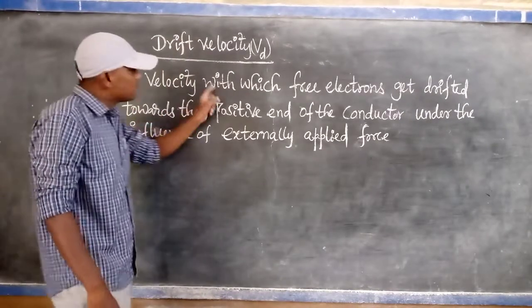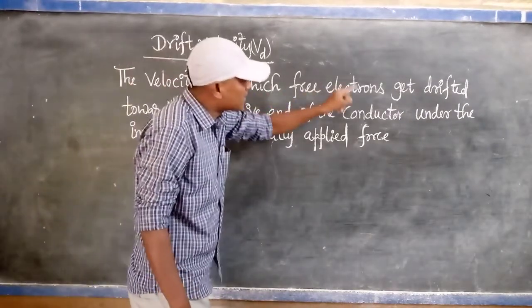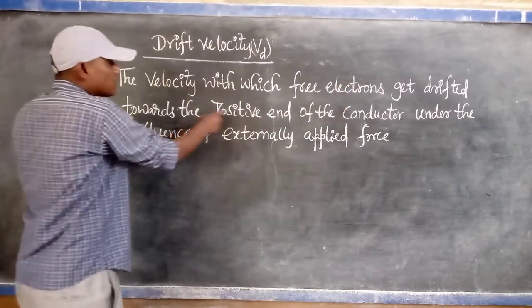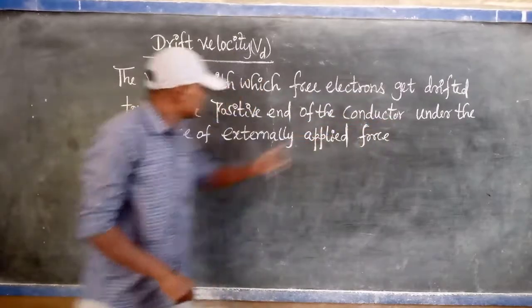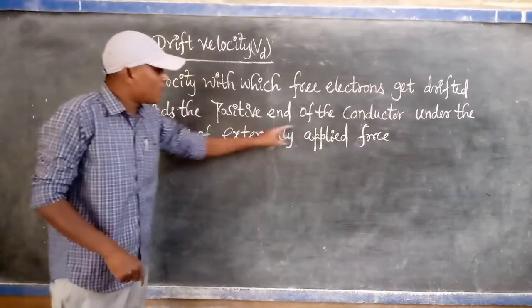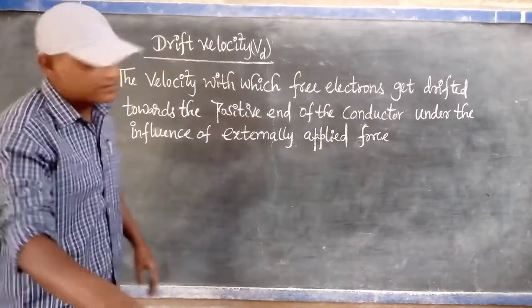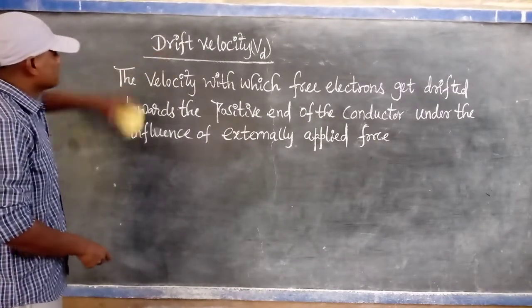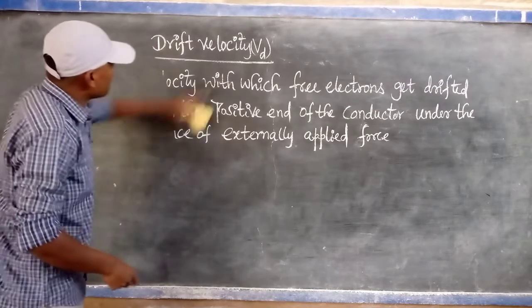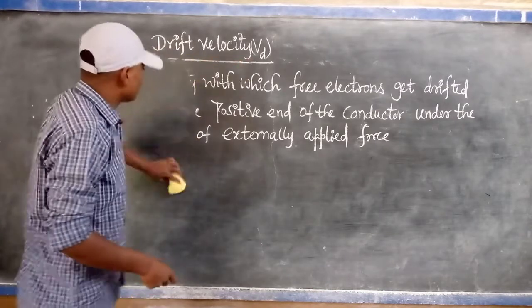The velocity with which free electrons get drifted towards the which end, positive end of the conductor under the influence of external applied force. That velocity is called drift velocity. It is denoted by the symbol V_d.